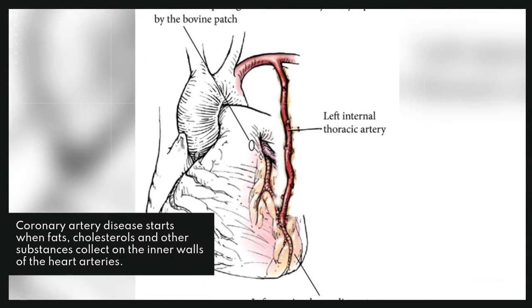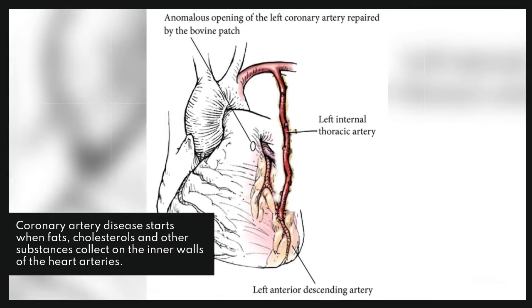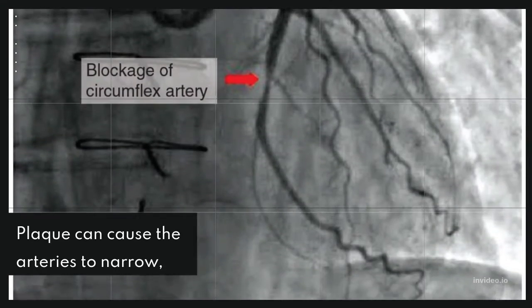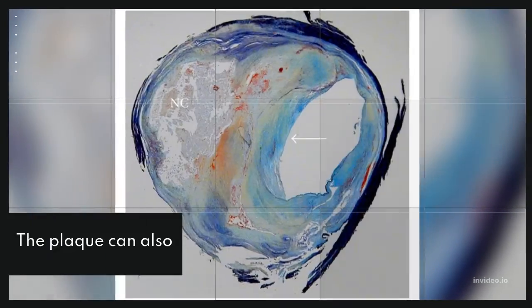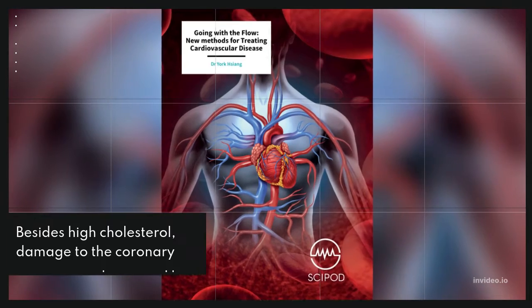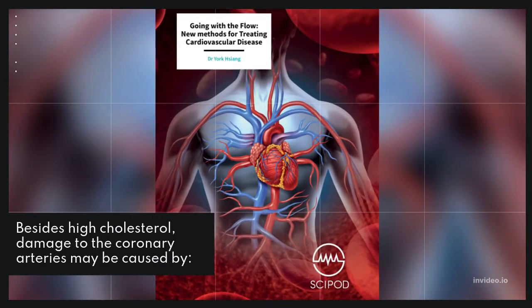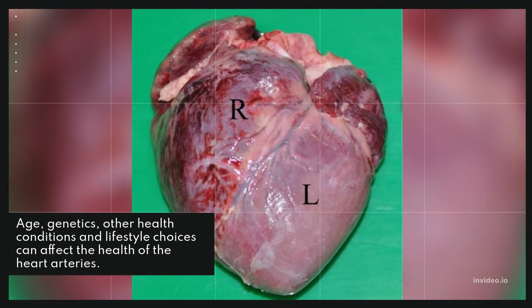Coronary artery disease starts when fats, cholesterols and other substances collect on the inner walls of the heart arteries. Plaque can cause the arteries to narrow, blocking blood flow. The plaque can also burst, leading to a blood clot. Besides high cholesterol, damage to the coronary arteries may be caused by age, genetics, other health conditions and lifestyle choices can affect the health of the heart arteries.